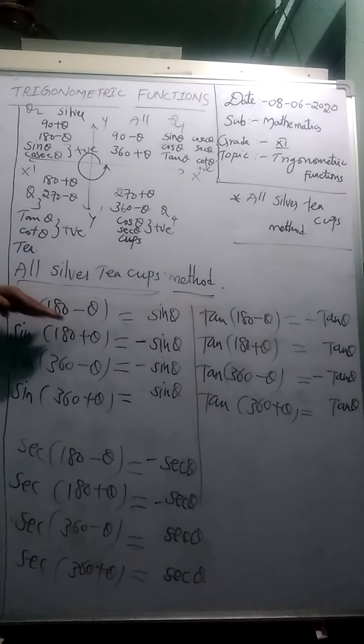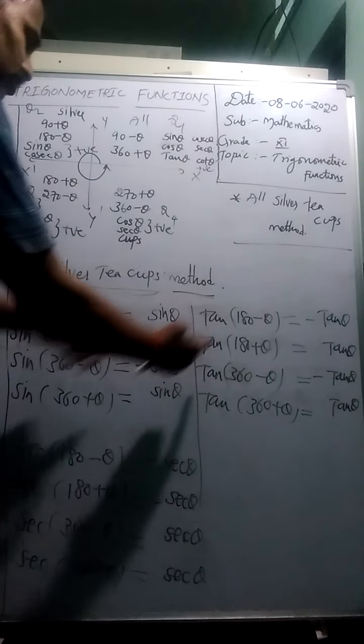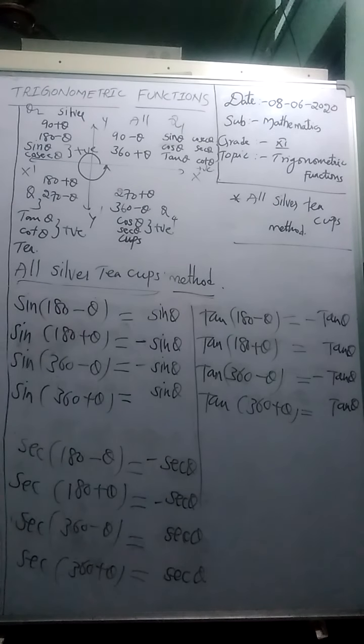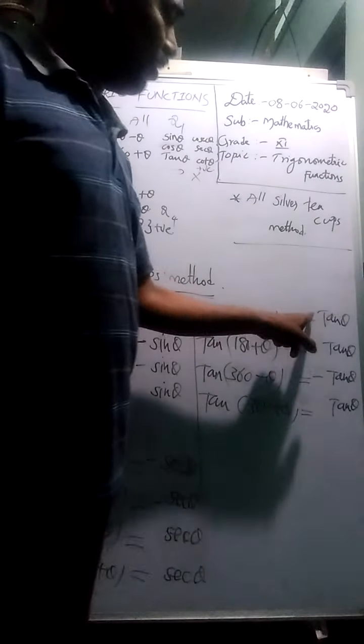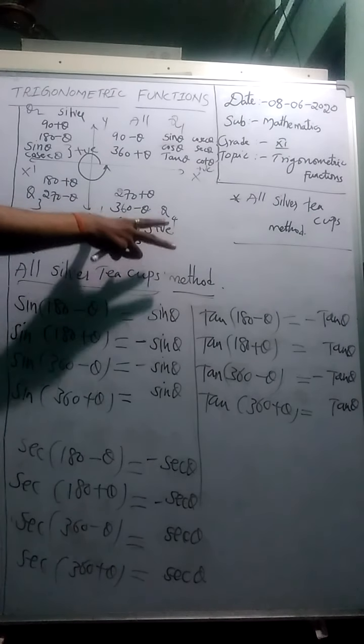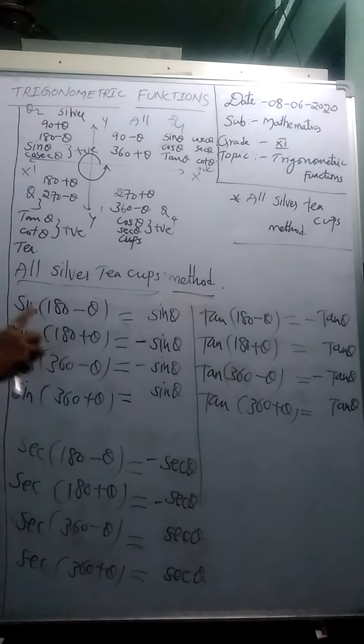If you observe, students, when you write even multiples of 90, there is no effect. Sin is sin, cos is cos, tan is tan, secant is secant, and vice versa. It doesn't affect. It only changes when it is an odd multiple of 90. And one more thing, the sign changes because of the quadrant it belongs to. That is why the all silver teacups method is useful to decide the sign of the trigonometric ratio. Even multiple of 90 or odd multiple of 90 decides how the trigonometric ratio will change.